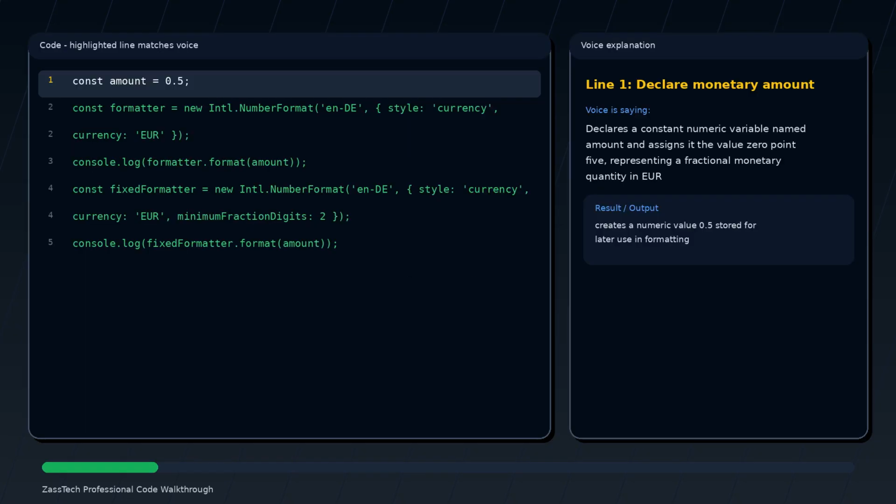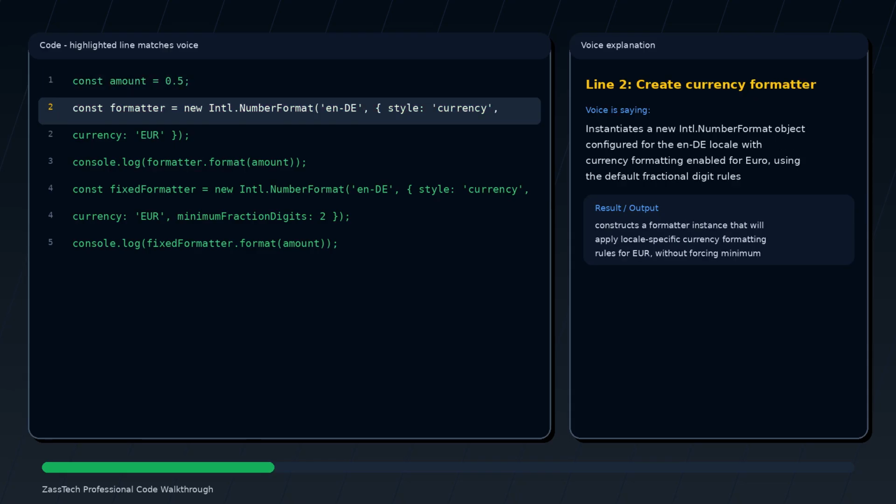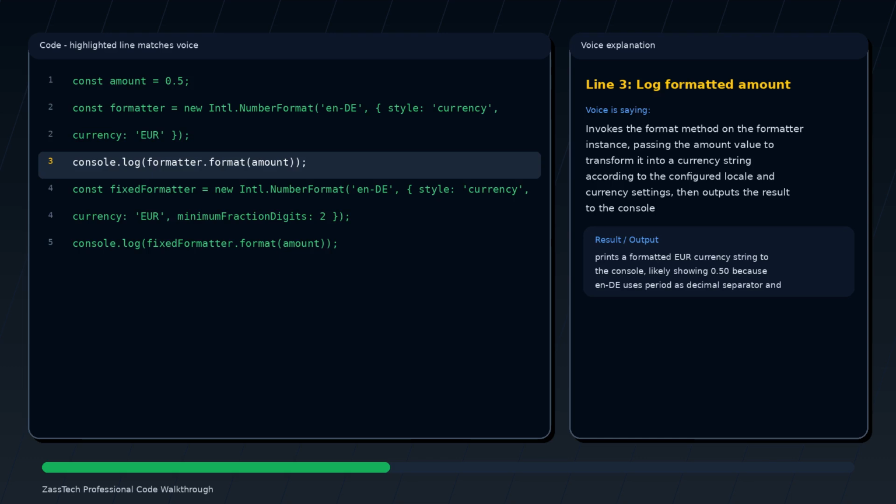Declares a constant numeric variable named amount and assigns it the value 0.5, representing a fractional monetary quantity in euro. Instantiates a new international number format object configured for the en-DE locale with currency formatting enabled for euro, using the default fractional digit rules. Invokes the format method on the formatter instance, passing the amount value to transform it into a currency string according to the configured locale and currency settings, then outputs the result to the console.